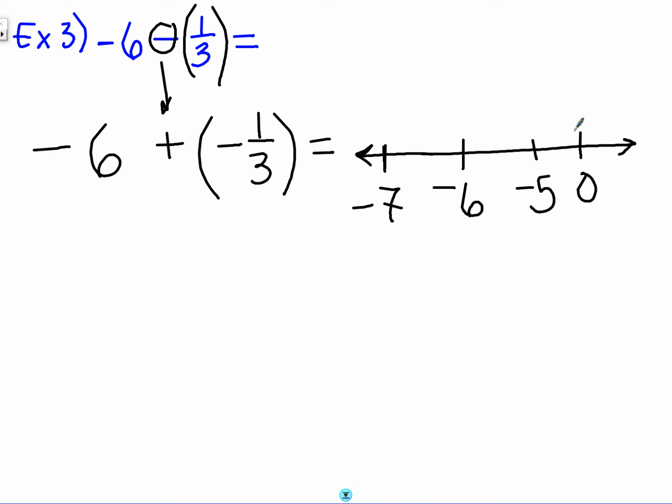I'm going to go back to negative 6, and then I'm going to keep going 1/3. So I'm going to take the part where I would keep going this way, and I'd break it into 3 parts. 1, 2, 3 parts. And then I'm just going to continue in pink to 1/3 away. And so now I know that my final answer in this case would be negative 6 and 1/3.